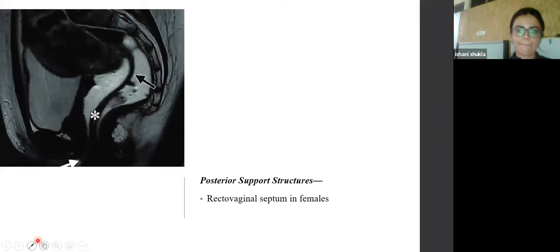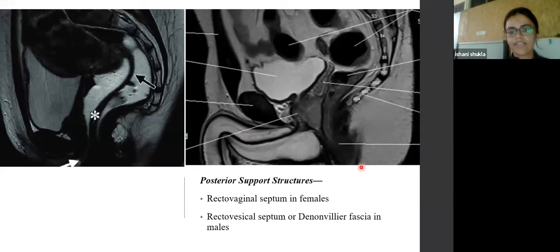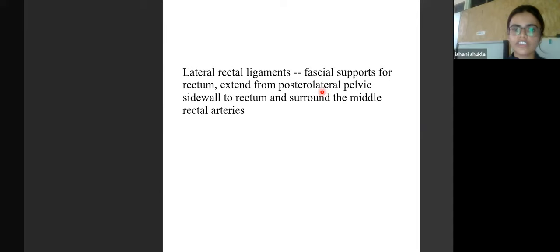Coming to posterior support structures, in females, it is the rectovaginal septum, which we can see here. This is the rectovaginal septum. And in males, it is the rectovesical septum or Denonvilliers fascia, which is present in males. The lateral rectal ligaments are also fascial supports for the rectum. These extend from the posterior lateral pelvic sidewall to the rectum and surround the middle rectal arteries.